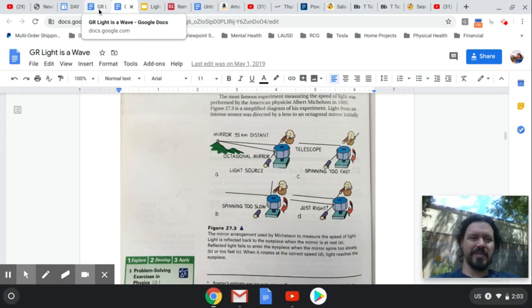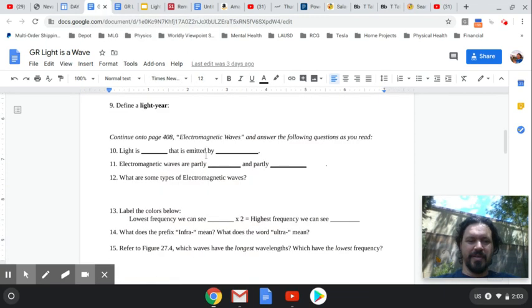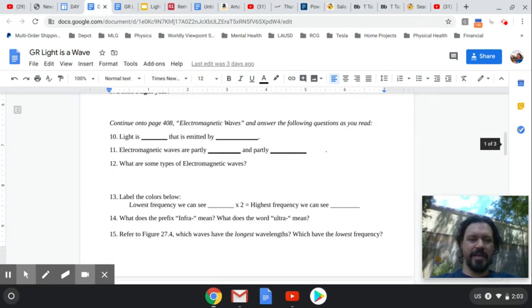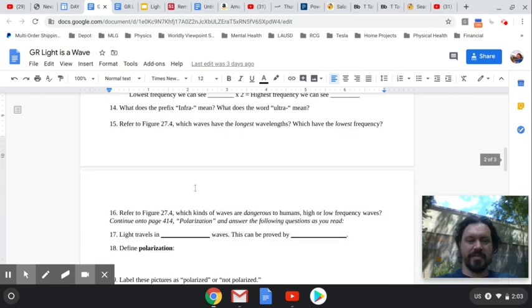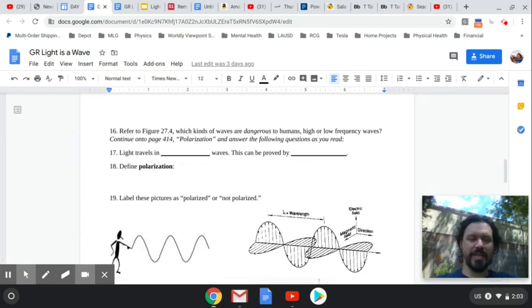The other thing that's discussed in here, we're talking about a light year. So a light year is the distance light travels in a year, right? And so that's what that concept means. And then polarization, it basically means to put all of the wave energy in one plane.